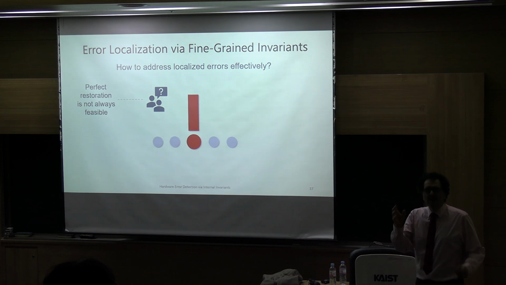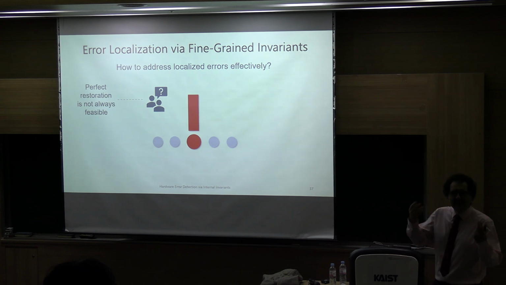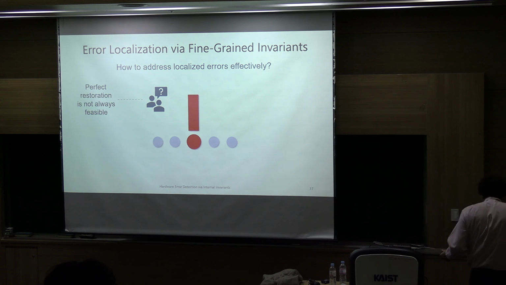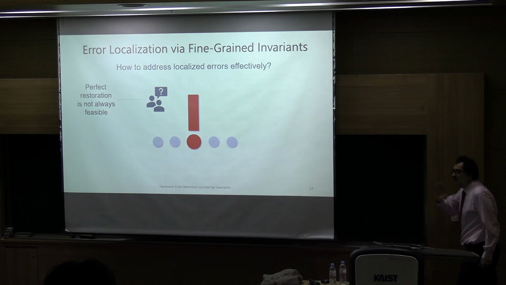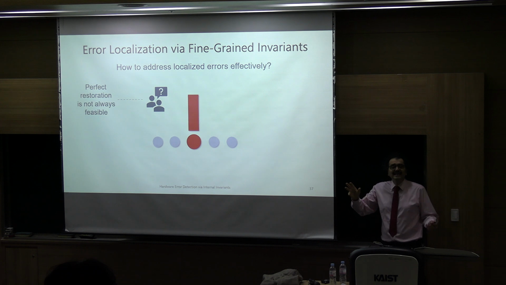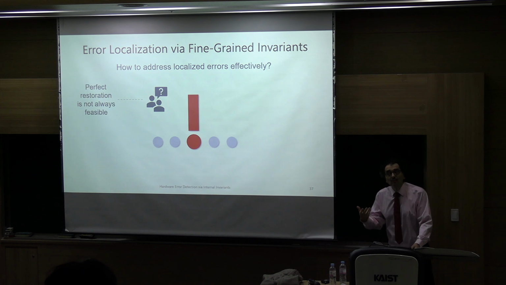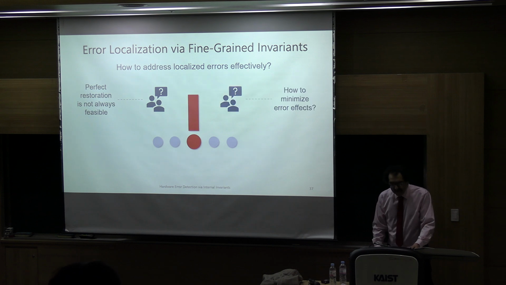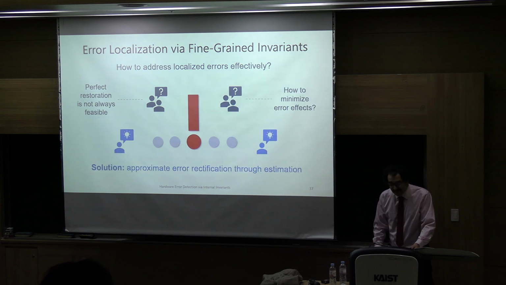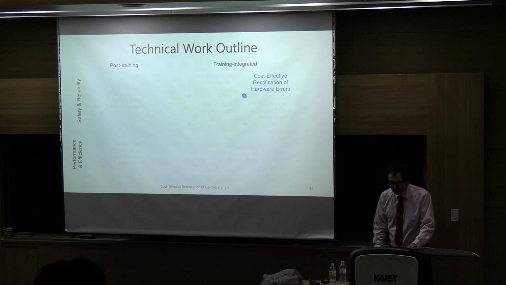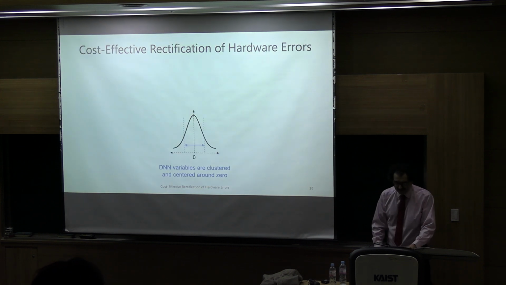This is the whole theory of error correcting codes and replication and all these kinds of things. In neural networks, you cannot do this, you don't want to do this. I mean, it's really too expensive. And neural networks being approximate systems, you can be creative and do different approaches to this. If perfect restoration is not feasible, how do you do approximate error rectification? And this is the next topic over here.